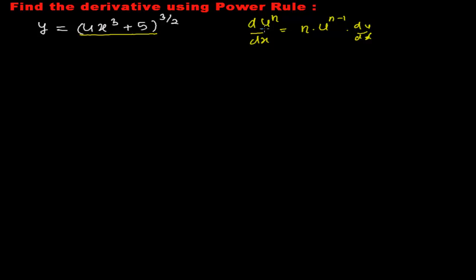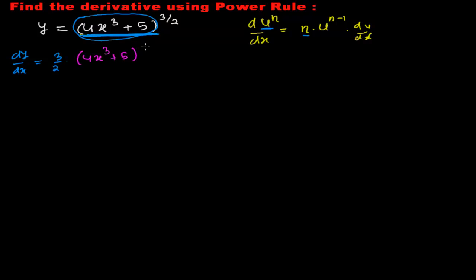Here our variable is u, which is raised to the power n. So whatever quantity is raised to a certain power becomes our variable. Here, this 4x cubed plus 5, this whole quantity, has been raised to the power 3 by 2. So as u was working as a variable, here 4x cubed plus 5 will work as the variable. Alright, so my derivative dy by dx will be the power, n, which here is 3 over 2, times the variable.